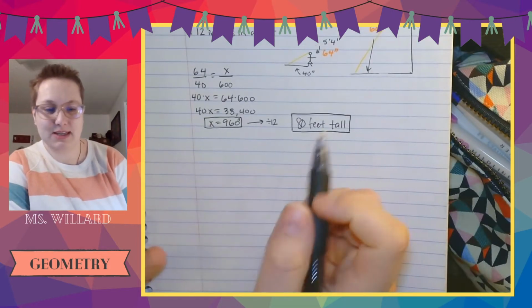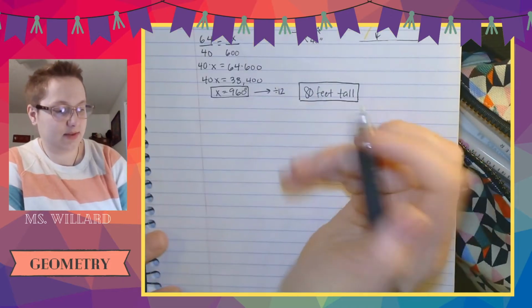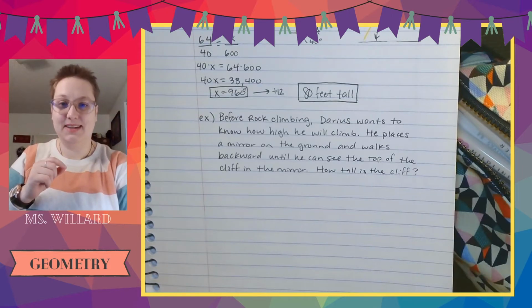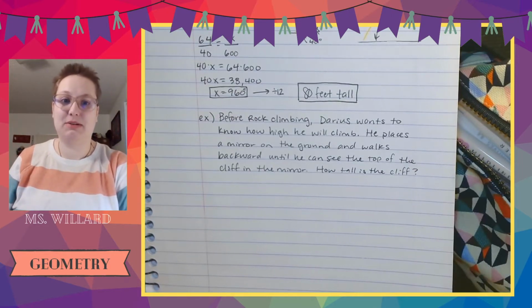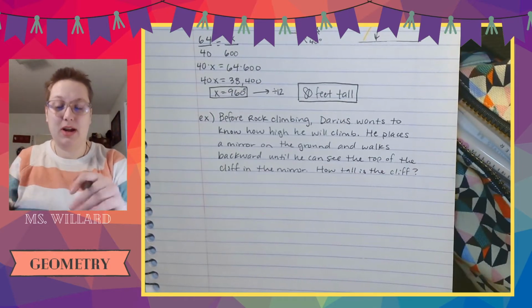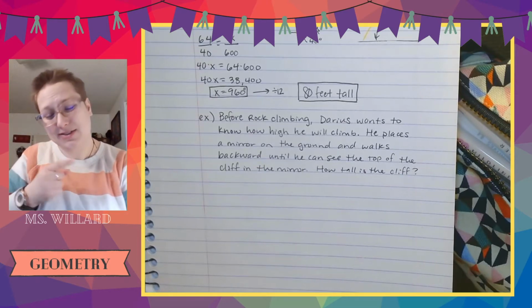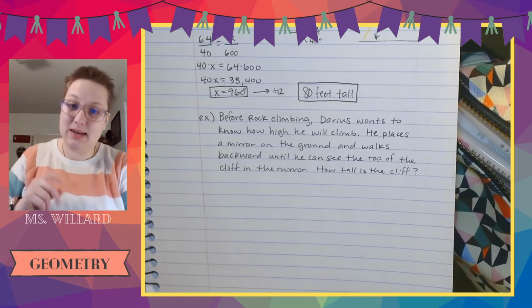Okay, let's do one that I was kind of talking about with that mirror. So let's do another one. Plus I have space. Before rock climbing, Darius wants to know how high he will climb. He places a mirror on the ground and walks backward until he can see the top of the cliff in the mirror. How tall is the cliff? There's no numbers in here, so let me draw the picture for you and add the numbers to the picture.